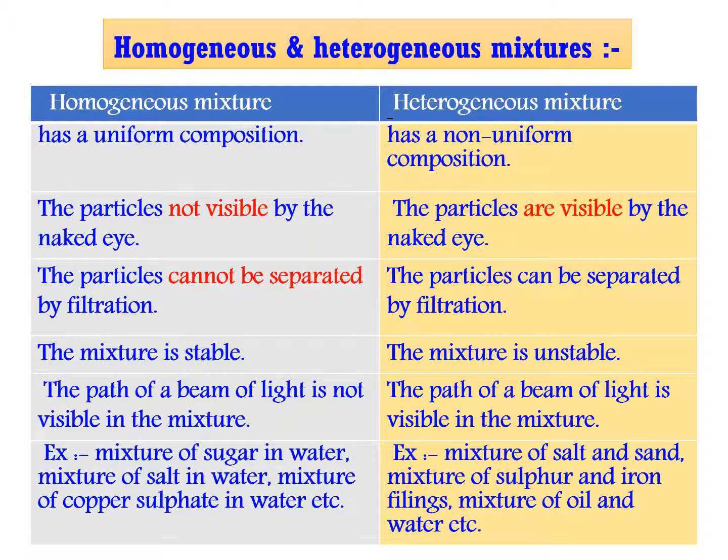Homogeneous and heterogeneous mixtures. What are the differences? Let's go through them. A homogeneous mixture has a uniform composition. A heterogeneous mixture has a non-uniform composition. In homogeneous mixtures, particles are not visible by the naked eye and cannot be separated by filtration, whereas in heterogeneous mixtures, particles are visible by the naked eye and can be separated by filtration.